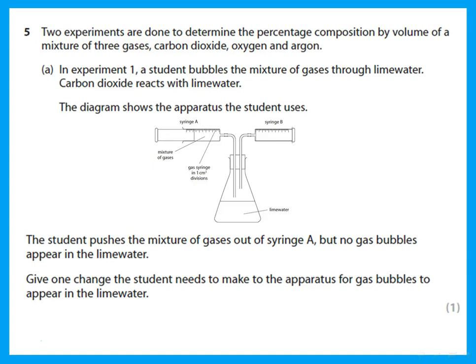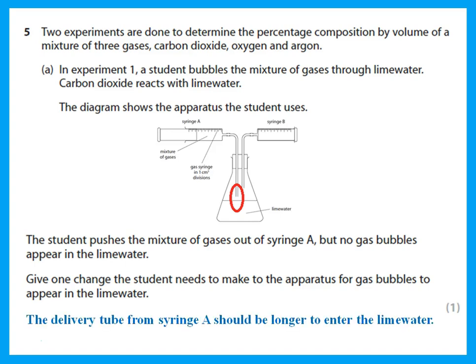The student pushes the mixture of gases out of syringe A. Can you see where syringe A is? It's the one on the left. But no gas bubbles appear in the lime water. Give one change the student needs to make to the apparatus for gas bubbles to appear in the lime water. Why isn't he seeing gas bubbles in the lime water? Well, that's because that delivery tube is not going into the lime water. That delivery tube should be going into the lime water so that the gas bubbles through it. So the delivery tube from syringe A should be longer to enter the lime water. Then he will see bubbles of gas going through the lime water.